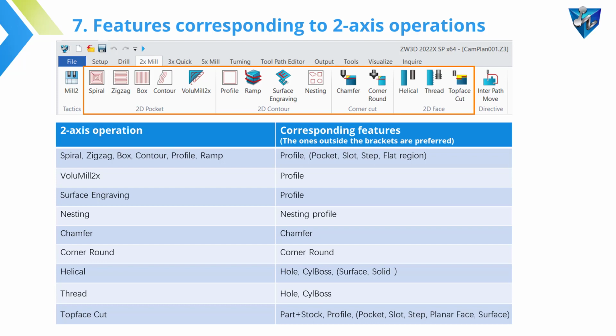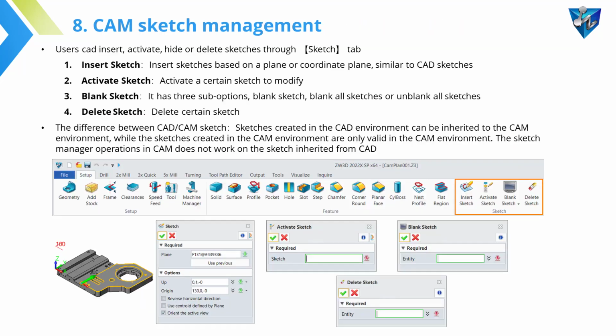Okay, we've finished all the introduction of features in ZW3D 2X CAM. Let's make a summary of the features corresponding to the 2X operations. The ones outside the brackets are recommended. You can choose the features accordingly. Here I won't introduce it one by one. Next is the last chapter of feature definition in 2X.